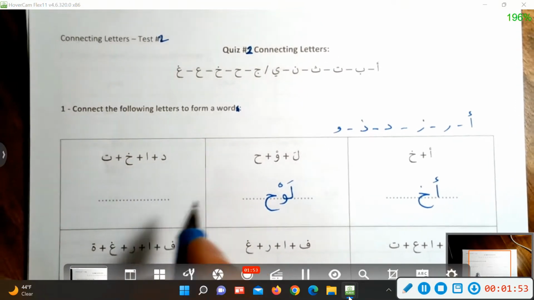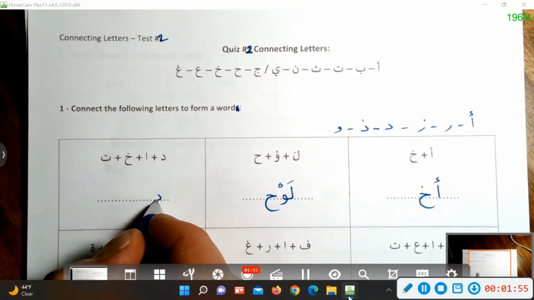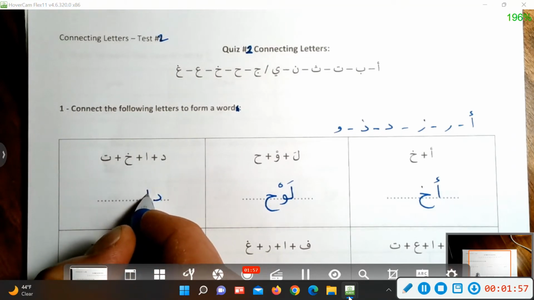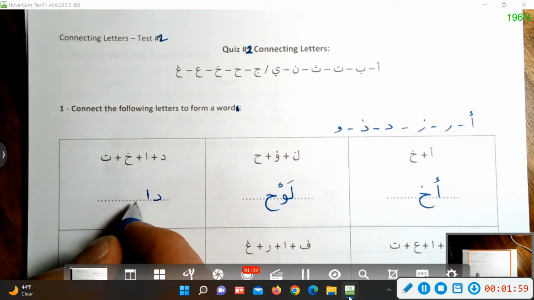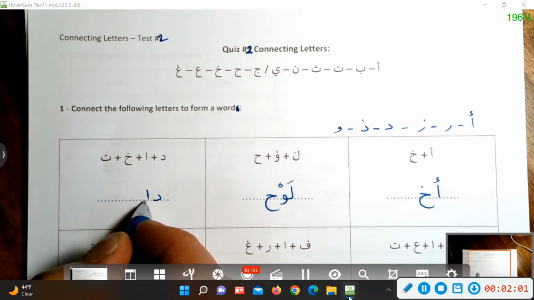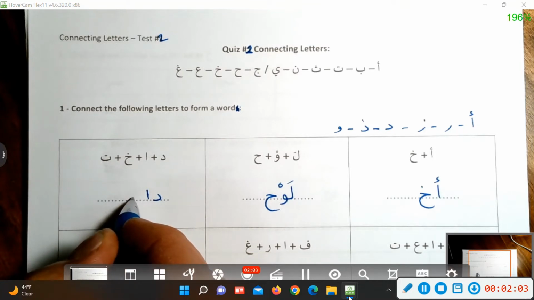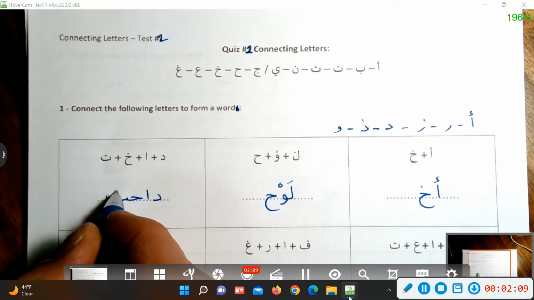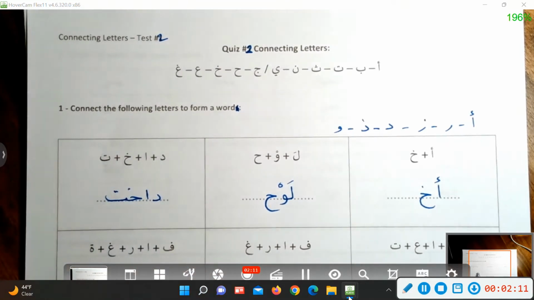The third word, Dakhat. Dal does not connect to anything after it. Now Alif stands alone because Alif also doesn't connect to whatever comes after it. Now Kha connects to the Ta. Dakhat.